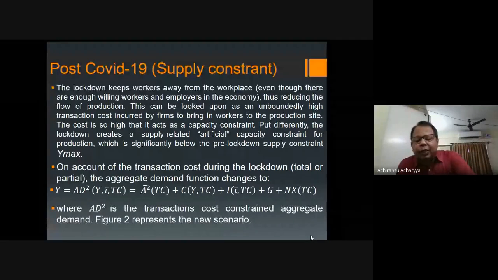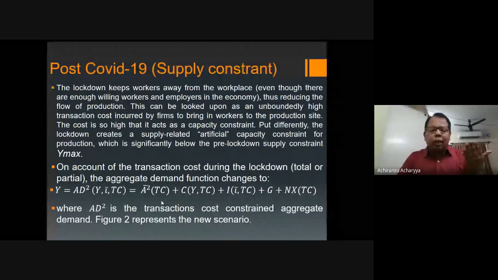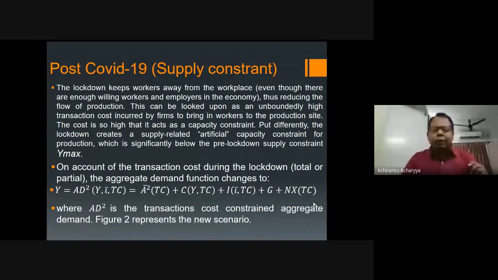So on account of the transaction cost during the lockdown, the aggregate demand function changes to, now this is the second equation that I have, which is that the aggregate demand will be equal to the autonomous consumption. But now here you have the transaction cost that will go up. So the demand of the population will go down because of the transaction cost. This is having a negative impact, mind you, not a positive impact. The consumption will go down because of the transaction cost. Investments will go down because of the transaction cost. And your net exports will also go down because of the transaction cost.